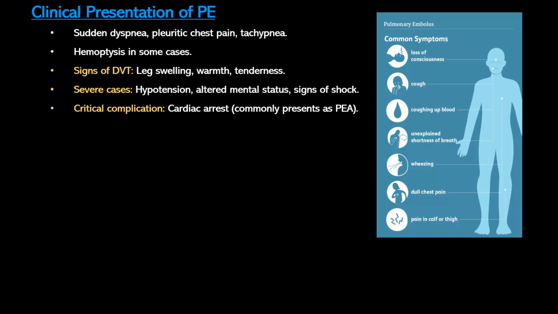The clinical presentation of PE varies widely, but often includes sudden onset of dyspnea, pleuritic chest pain, and tachypnea. Some patients may also report cough or hemoptysis. Pre-hospital providers should assess for signs of DVT, such as unilateral leg swelling, warmth, and tenderness, as these indicate an increased risk of PE. In severe cases, PE can cause hypotension, altered mental status, and other signs of shock. The most critical complication is cardiac arrest, which often presents as pulseless electrical activity.